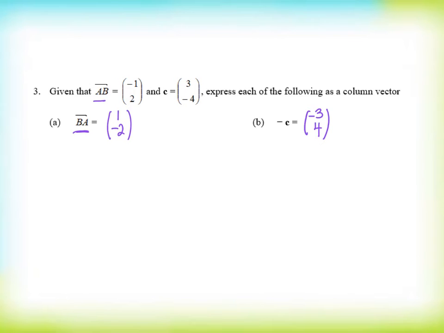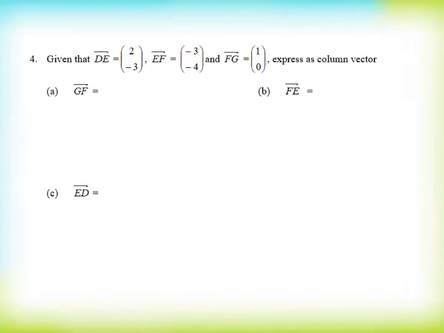Let's move on to other types of questions. Question 4. DE is given to be (2, -3), with EF and FG also given. Now we are going to find the following column vectors. I'm going to find GF. Out of these 3 vectors, which of them has anything related to G and F? Now I know this is FG. So if I go from G to F, I'm going in the opposite direction. So I will have the negative of the vector, and the answer will be (-1, 0).